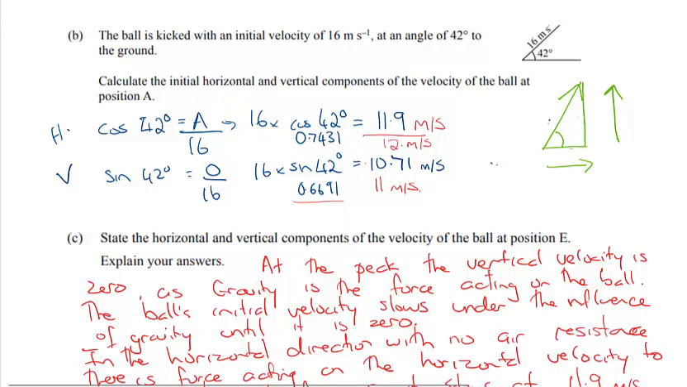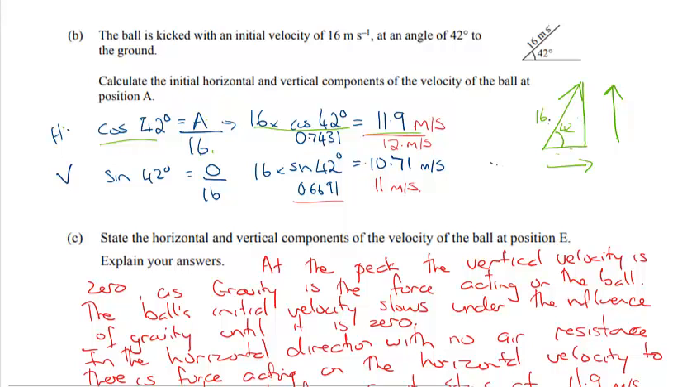In order to work out the horizontal one, if this angle is 42 degrees and that's 16 meters per second, we're going to be using cos because this side here is adjacent to that angle. Cosine is adjacent over hypotenuse. So that's going to be cos 42 equals adjacent over the hypotenuse, which is 16. We rearrange it, so 16 gets multiplied by cos 42. Hoping you're comfortable with that, and that gets 11.9.